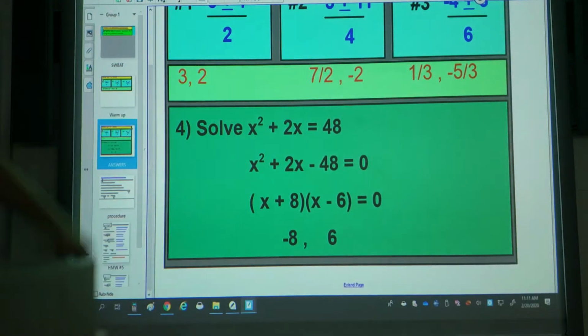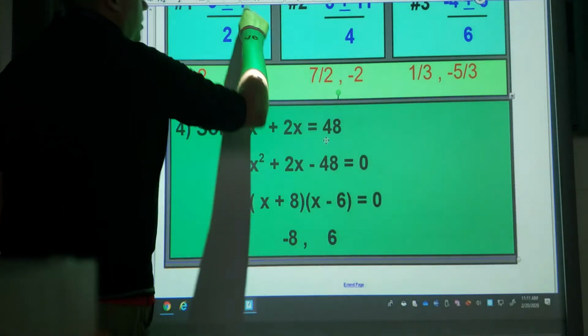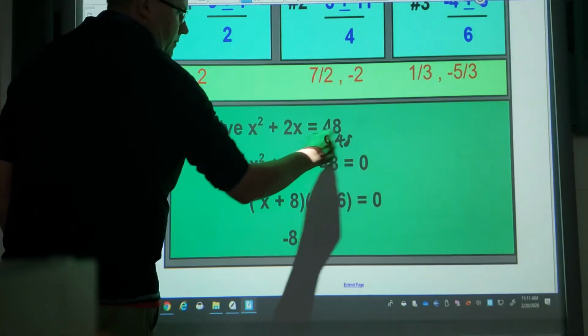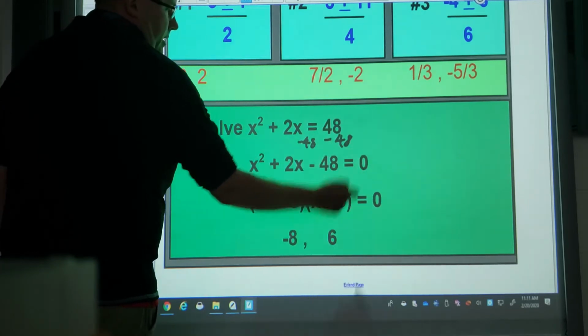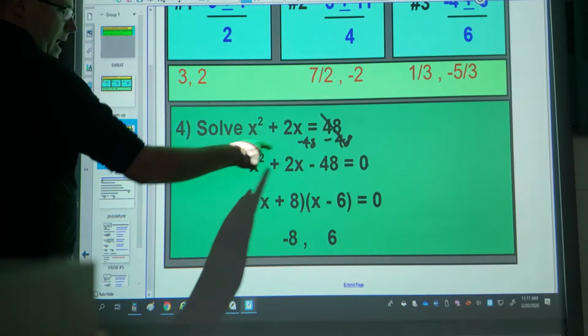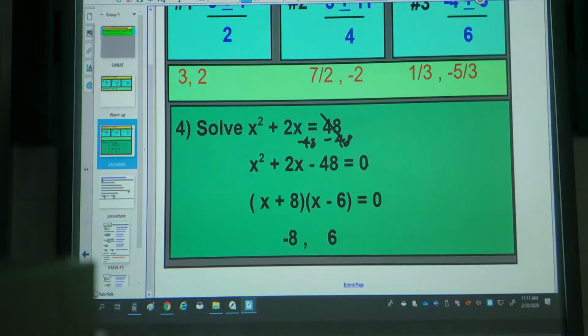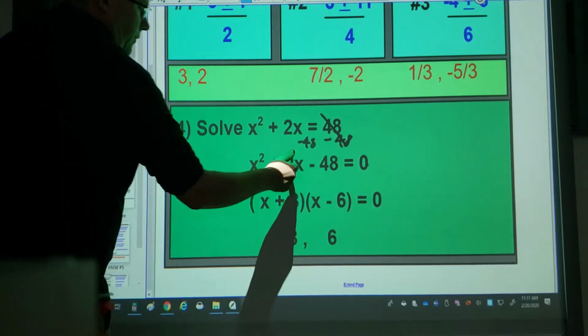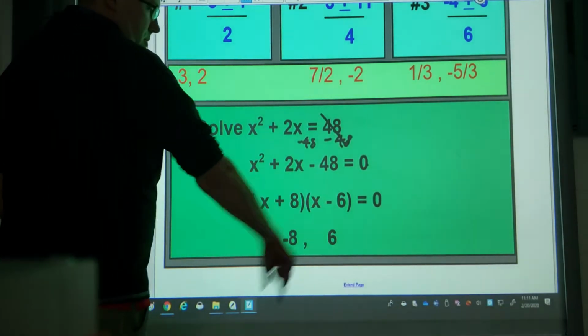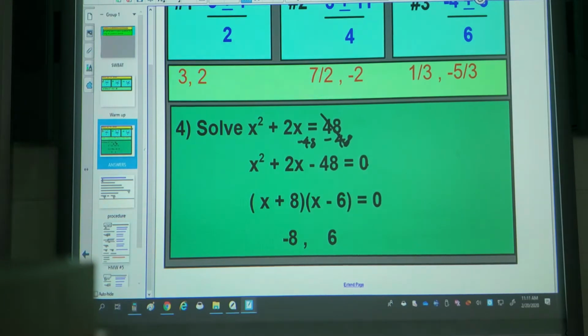Question 4 I threw in because it wasn't equal to 0, so that's always a good one to practice. So doing opposites here, if I take away 48 from both sides, 48 take away 48 is 0, and then I have my regular order question. No method here. Some people try to do quadratic formula. You can certainly do that. Or if you can quickly think of two numbers that multiply to make 48 and subtract to make 2, you can do 8 and 6 as well. And that was one of the key questions.